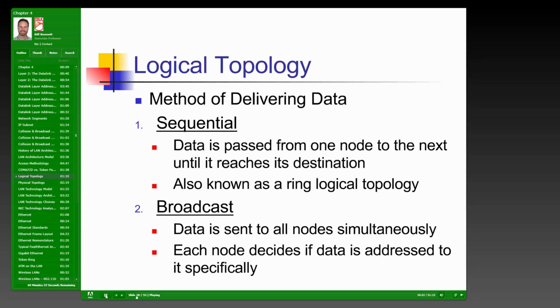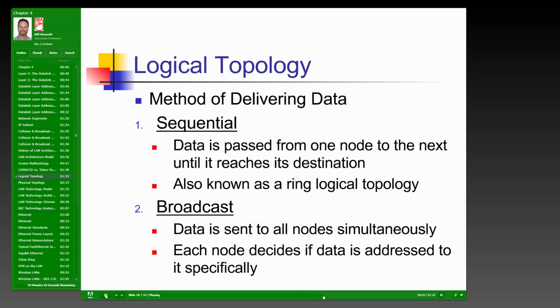So the second property of a network architecture is logical topology. This is the method of delivering the data. We can either go sequentially, in other words, passing the message from one node or network interface to the next until it reaches its destination. This is also known as a ring logical topology, and this was used a lot in the token ring networks that IBM developed. The device that sends the message sends it to the next computer in the chain, and then that gets forwarded to the next computer in the chain, and on until it finally reaches its destination.